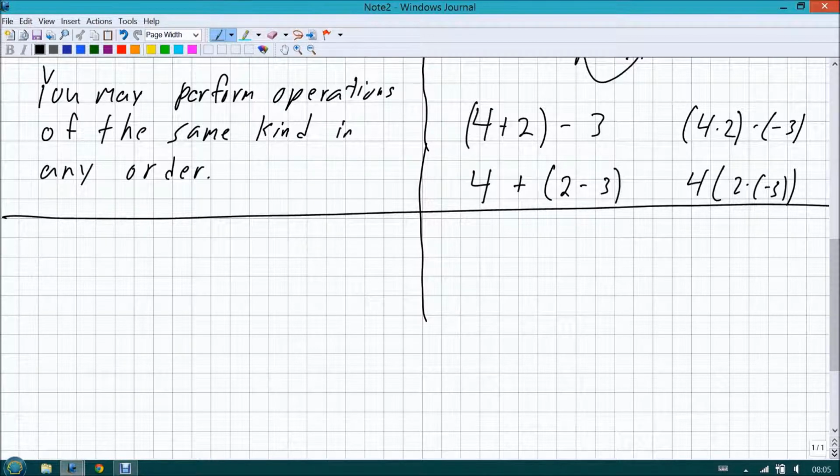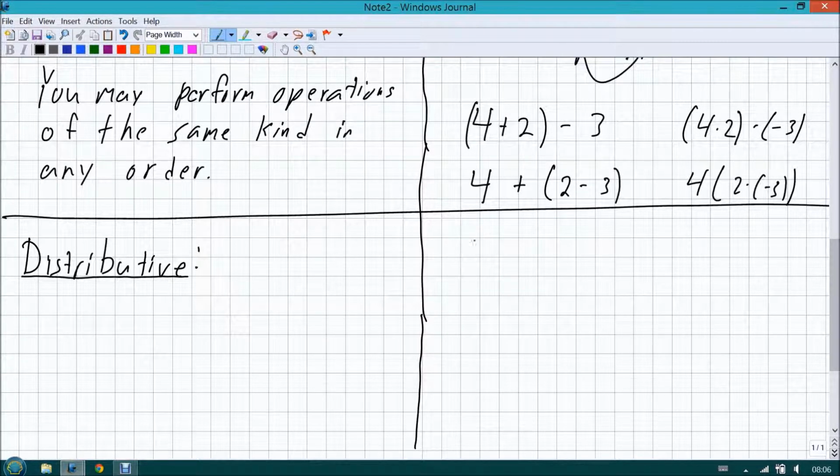is the most important of them. It is called the distributive property. Now, in the previous examples, everything had to be the same operation. Multiplication hung out with multiplication. Addition hung out with addition. And never the twain mixed. Well, the distributive property is the happy marriage between addition and multiplication.